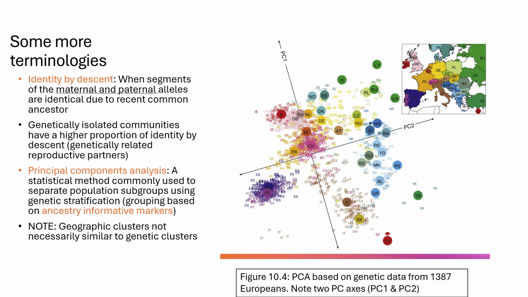So you can see in the figure here, each color represents a different ancestral subgroup, and these have been separated into different principal components. So you can see here PC1 and PC2, so two principal components using the DNA markers, ancestry informative markers, into different subgroups. Now, it's really important to know that geographic clusters, just because people live in a particular country, doesn't necessarily mean that they have the same ancestry. So geographic clusters are not necessarily similar to genetic clusters. Genetic clusters have common DNA markers, whereas geographic clusters are just a whole heap of people living in a particular place.